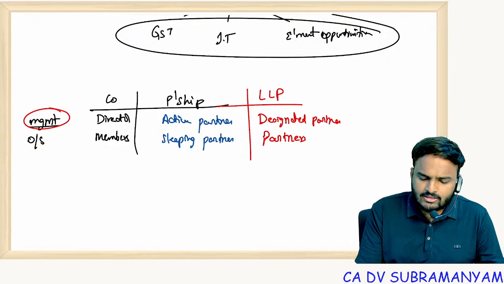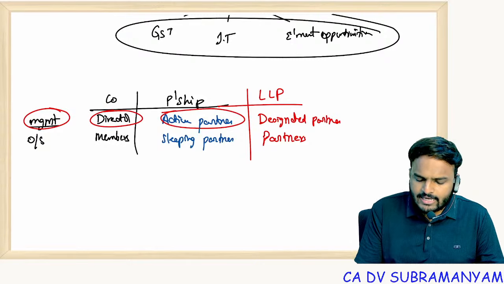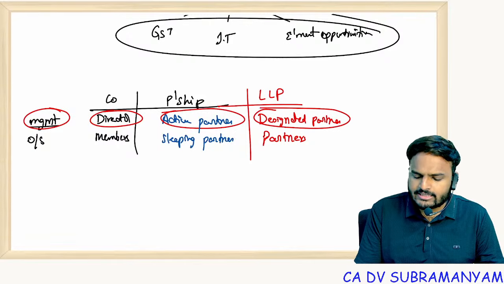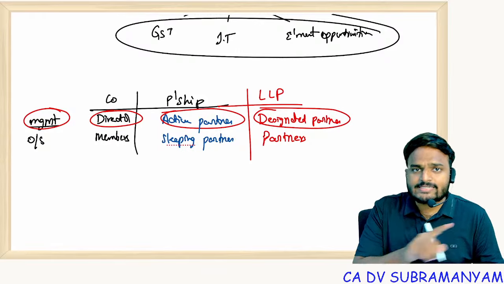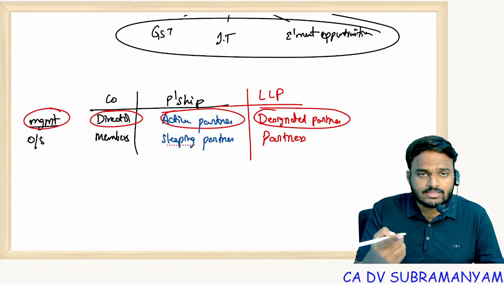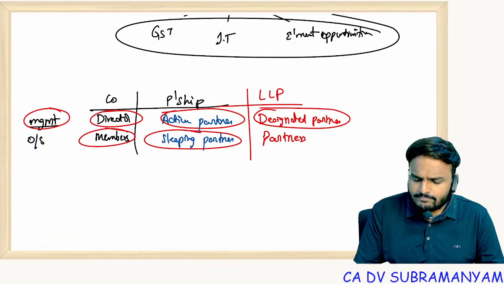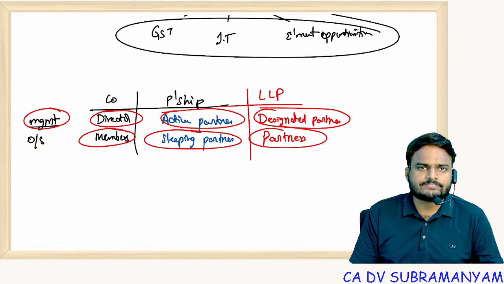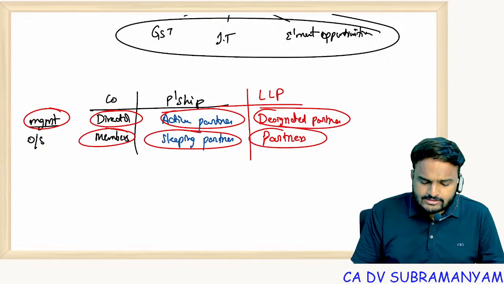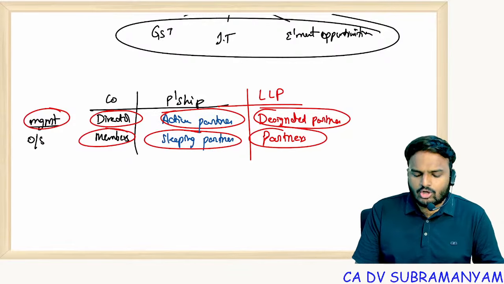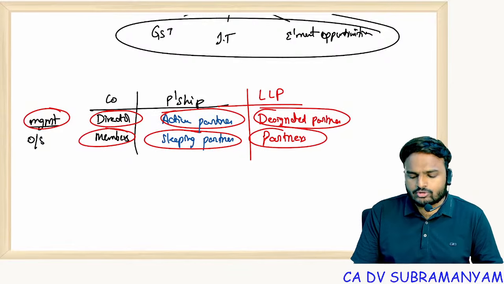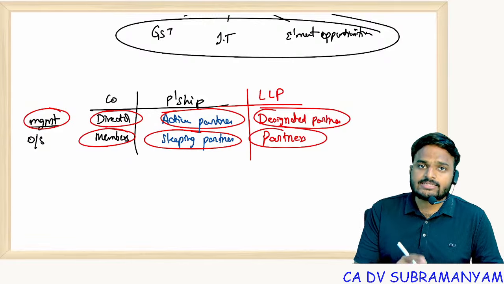In a company we call management persons directors. In partnership, active partners. In LLP, designated partners. The role is the same, just the name is different. And for ownership rights, members, all the partners. So those who participate in management, in a company we call them directors, in partnership we call them active partners, in LLP we call them designated partners.